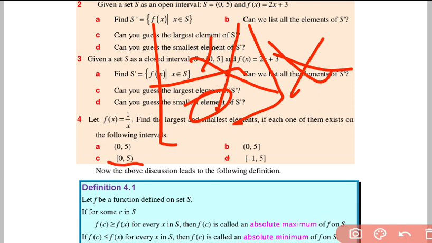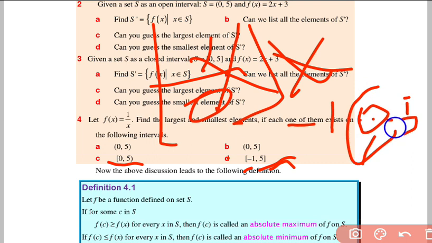Can we list all of them? Does it exist? It doesn't exist. Minus one is included, five is also included, so minus one up to five contains zero. Zero is undefined. Because zero is between minus one and five, this function is undefined on zero. Due to this, this interval is meaningless according to this function.